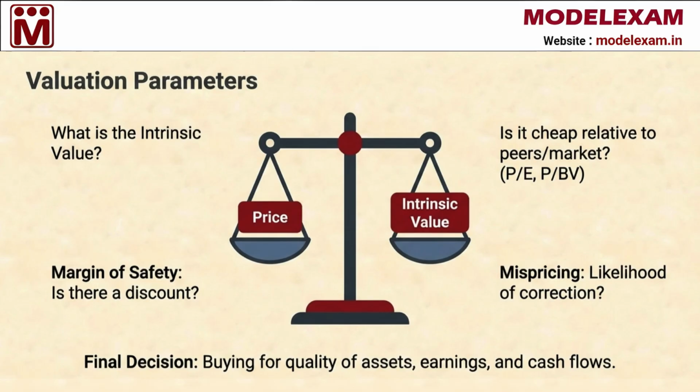You need to ask if the stock is cheap relative to its peers and the market using ratios like PE or price to book value. We also look for mispricing to see if there is a likelihood of correction. Your final decision should be based on buying for the quality of assets, earnings, and cash flows.